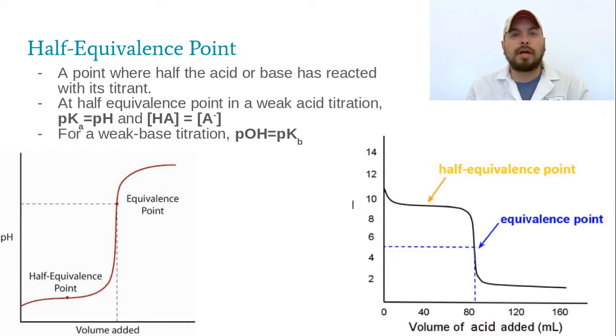But because buffers are so important in chemistry and in biology, we want to know where our weak acid, weak base system does the best job of buffering. And that is going to be where the pH is equal to the pKa of your original species of acid, or in the case of a weak base, the pOH is equal to the pKb.